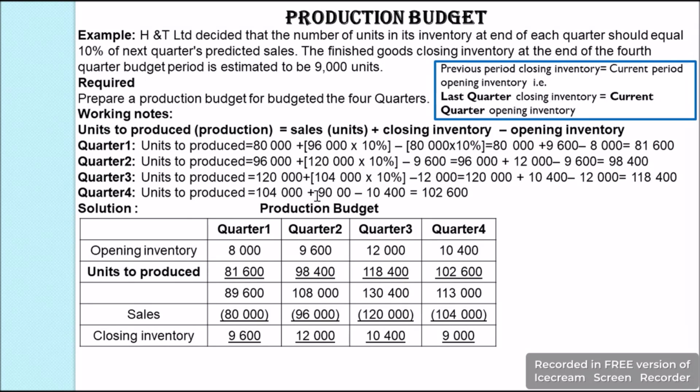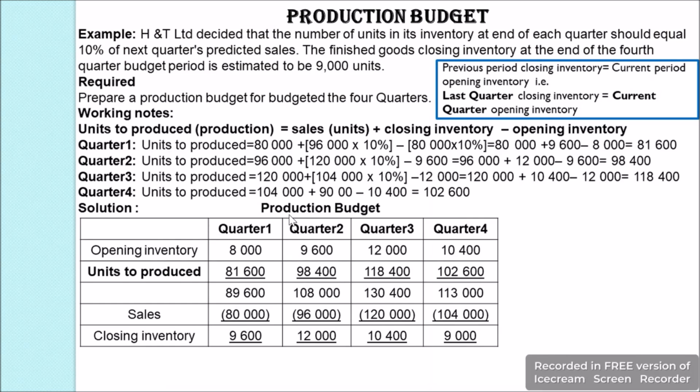Then in the fourth quarter, units to be produced, the sales are again 104,000 units from the sales budget, plus here the closing inventory is given as 9,000 units. So we are going to take that the opening inventory will be again the closing inventory of the last quarter, that is 10,400 units. So we will get units to be produced in the fourth quarter as 102,600 units. Now let's make the production budget.